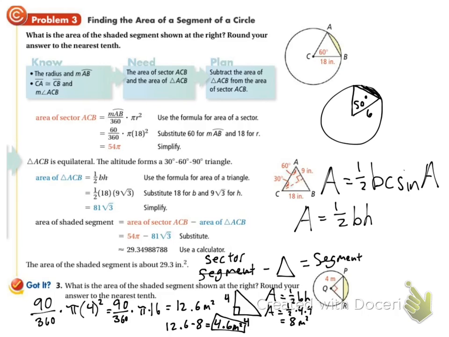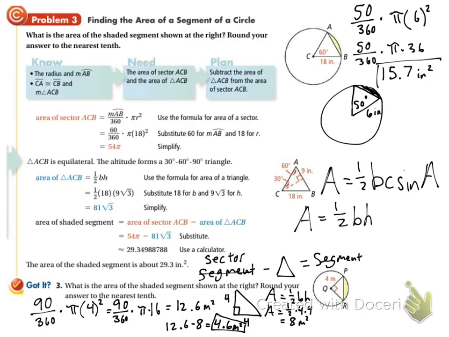So first I got to find the area of my sector. So I'm going to do 50 over 360 times pi, and our r is 6, so 6 squared. So that's 50 over 360 times pi times 36. Again, I'm not going to leave it in terms of pi. So 50 divided by 360 times pi times 36, which gives us 15.7. Oh, let's put this in inches. So inches squared. So that's the area of my sector. Now I need to find the area of that triangle, and I can subtract them to find the area of my segment.